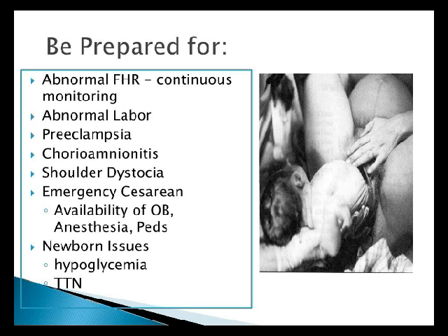Be prepared, at delivery, for possible abnormal fetal heart rate. If the blood sugars are too high, it should be fine if they're not too high. Abnormal labor if you have a macrosomic baby. Preeclampsia, chorioamnionitis, shoulder dystocia. How do you prepare for shoulder dystocia?